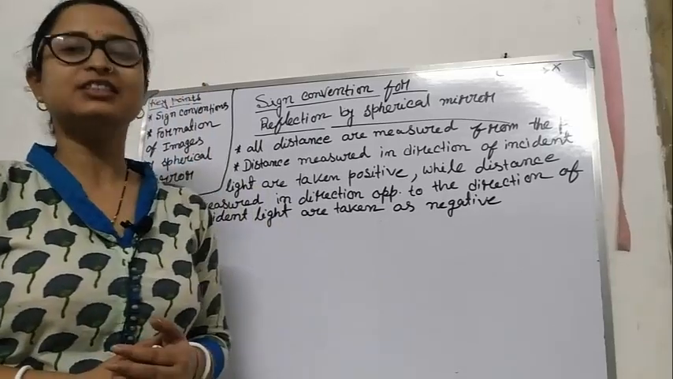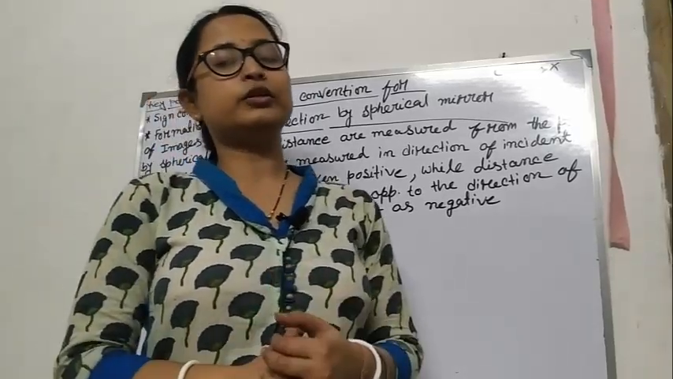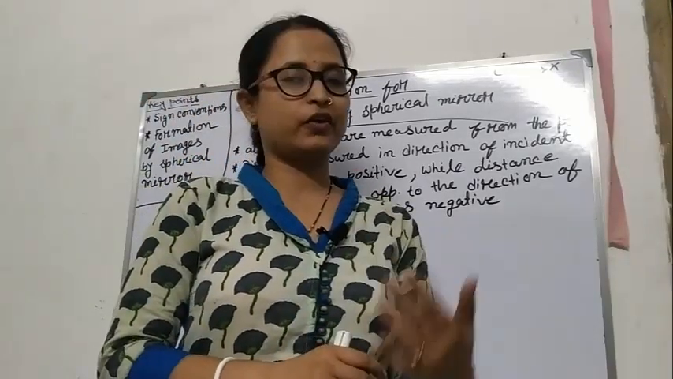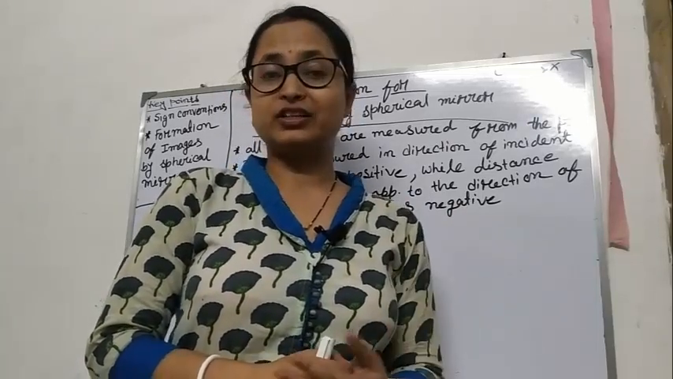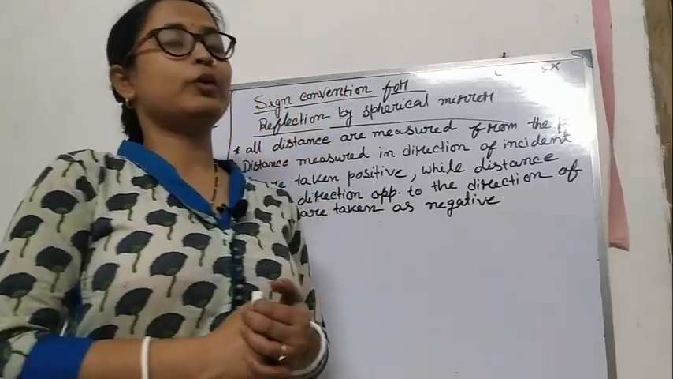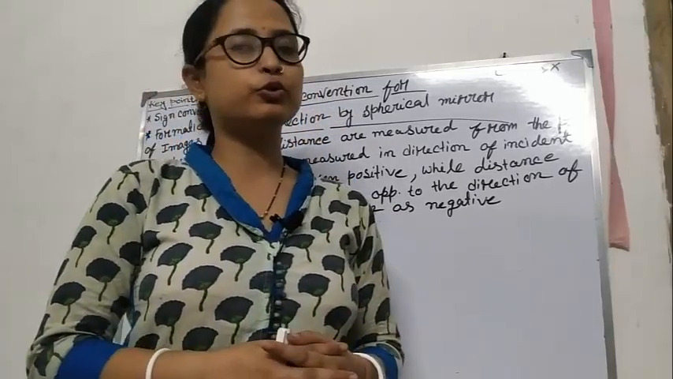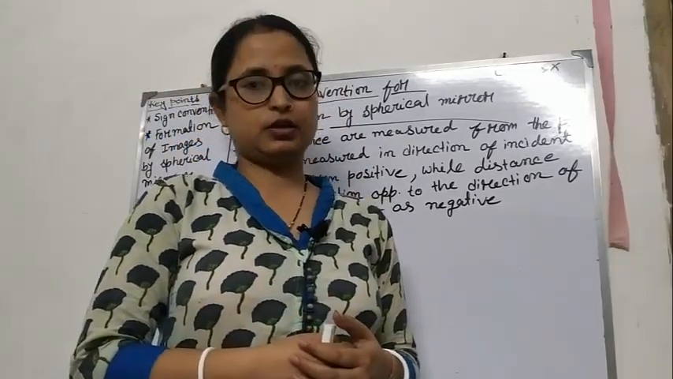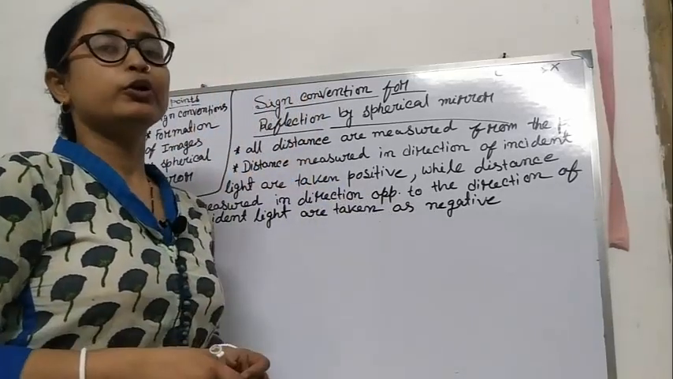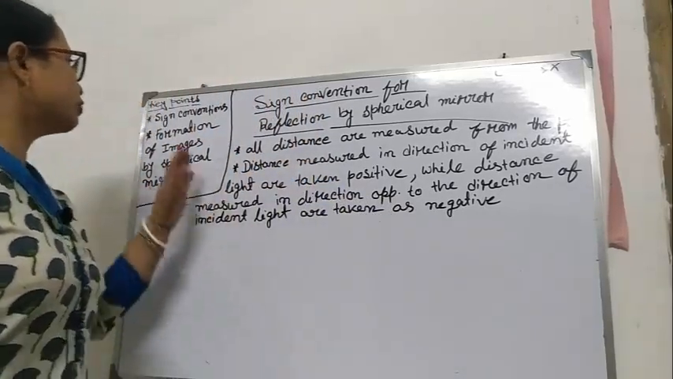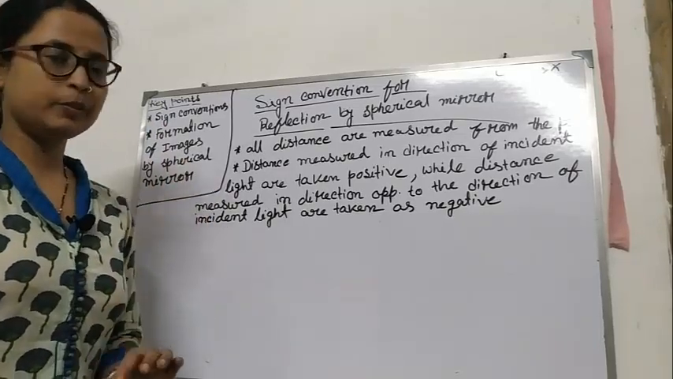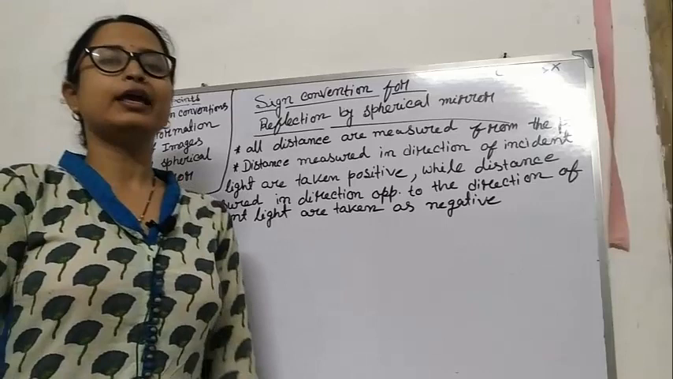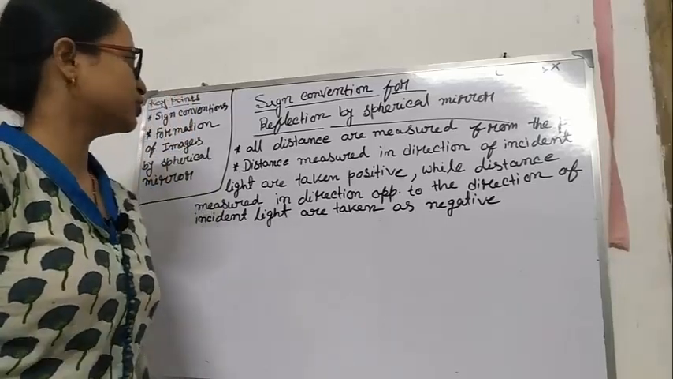In our previous classes, we have already learned about the spherical mirror, then convergence and divergence of light. After that, we have learned important terms related to spherical mirror. So now in today's class we have to learn about sign convention for the reflection of spherical mirror and the formation of image. So let's start our class today.